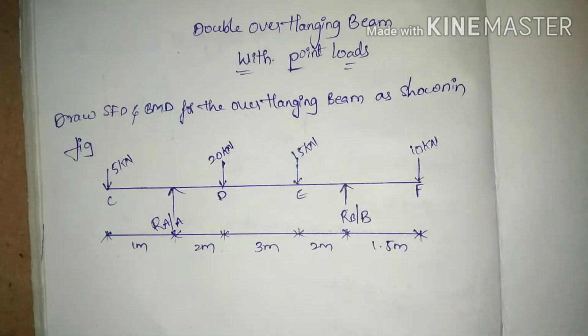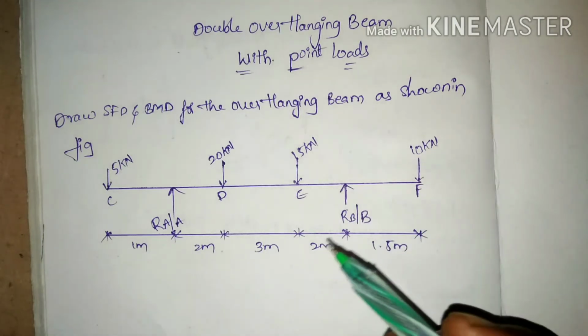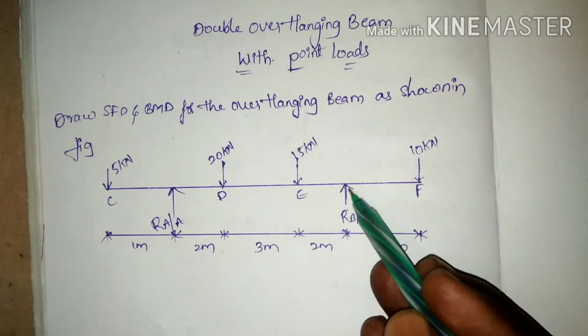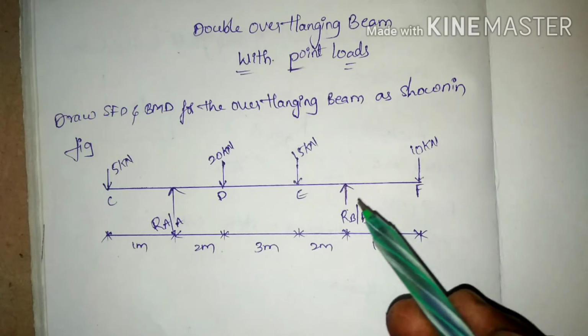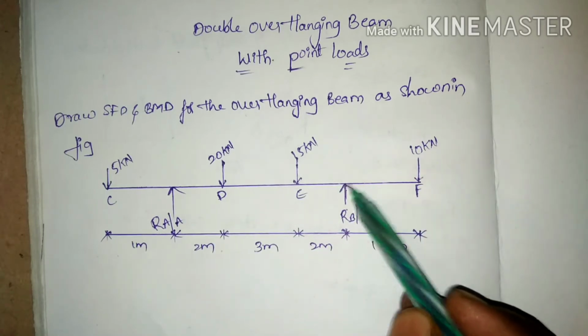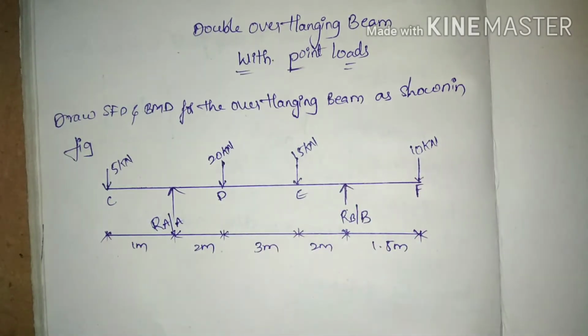Hi viewers, welcome to the class on overhanging beams. Today we are discussing the second type of overhanging beam, that is the double overhanging beam. The beam is extended beyond the two supports, that is RB and RA. This is called a double overhanging beam.